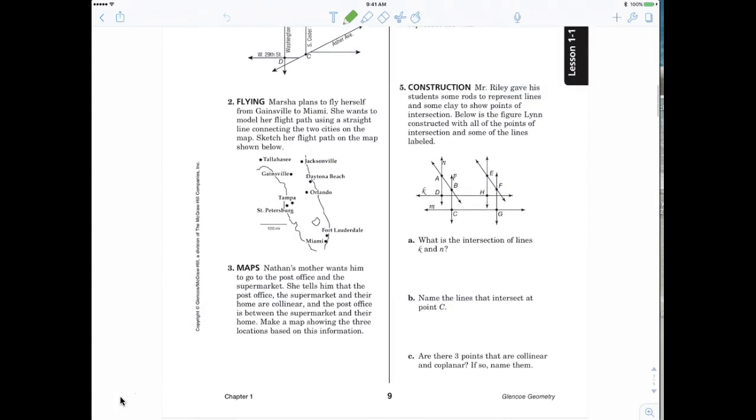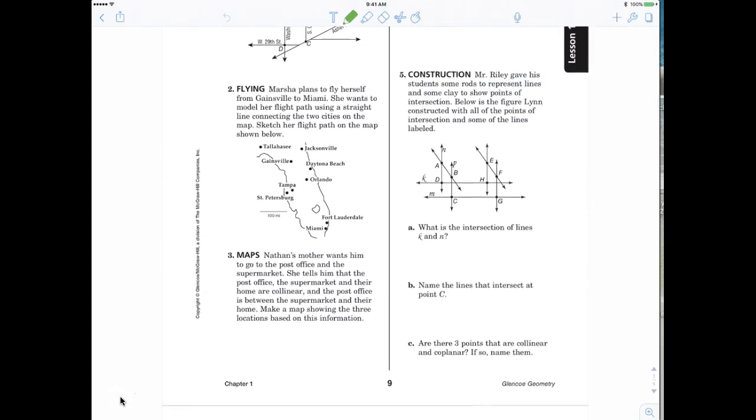It's the last question. Are 3 points that are collinear? Yeah. Well, I said no. That's true. Okay. Are there 3 points that are collinear and coplanar? Do 3 points determine a plane?